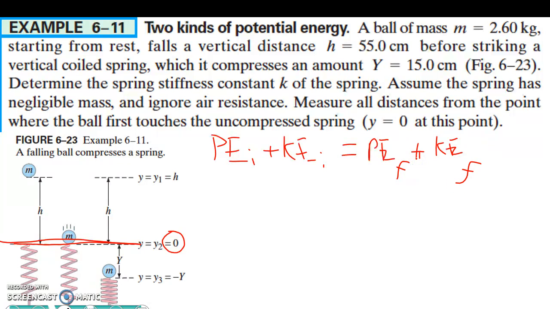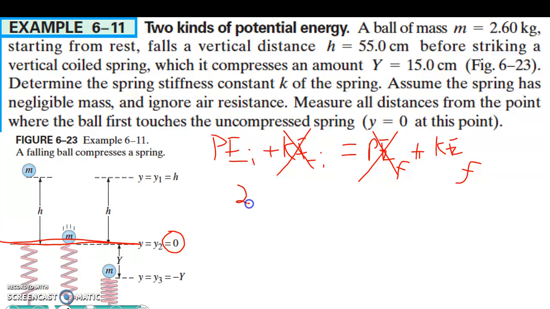At the very top, obviously we're not moving. And at the very bottom, we're going to say we have no potential at the bottom because that point's 0, right? And we have kinetic. So we've got potential energy initial, kinetic energy final. Because our height's 0 at the point where it hits the spring, obviously we have no potential.